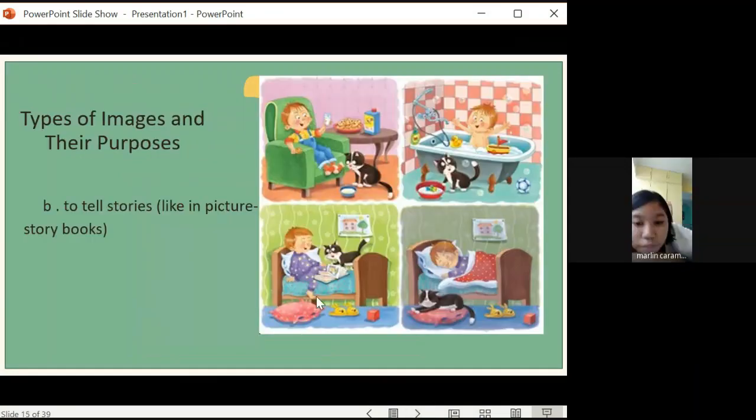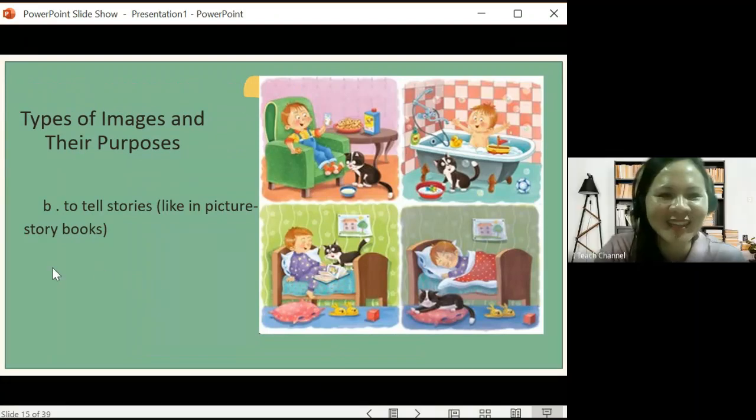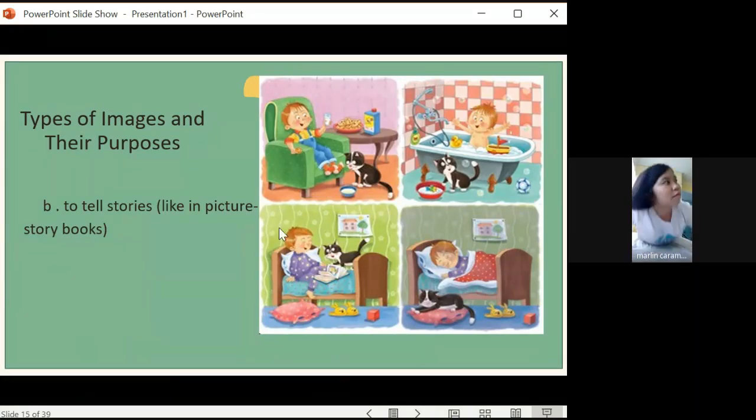So now let's go to this one. Okay, so look at this. Look at the pictures. These pictures are a series of pictures.